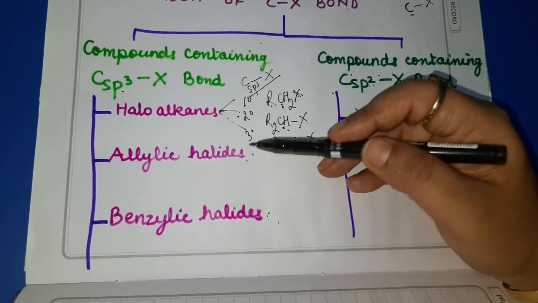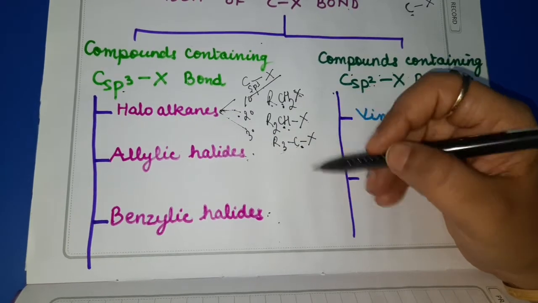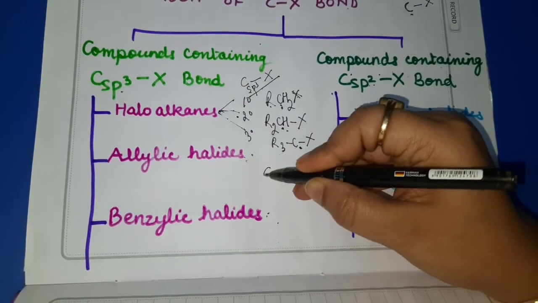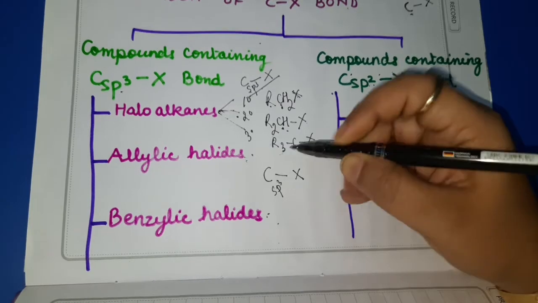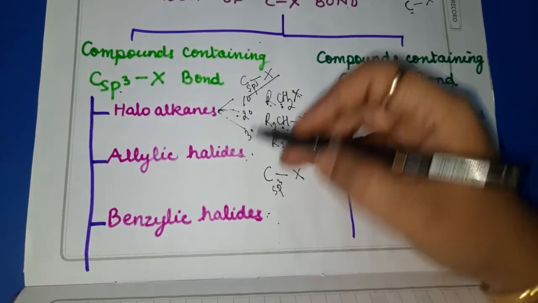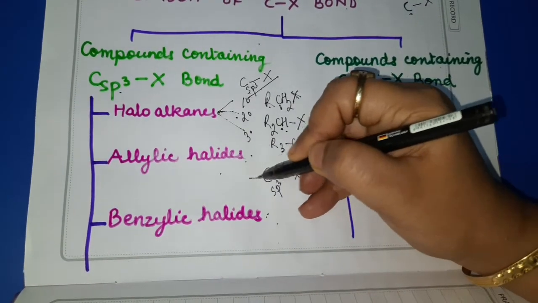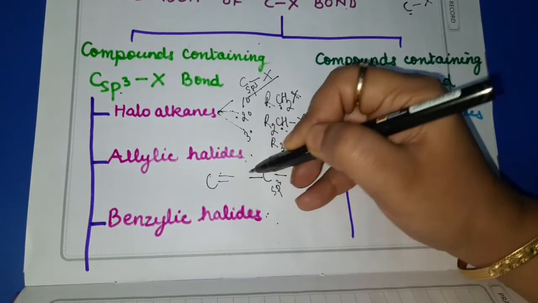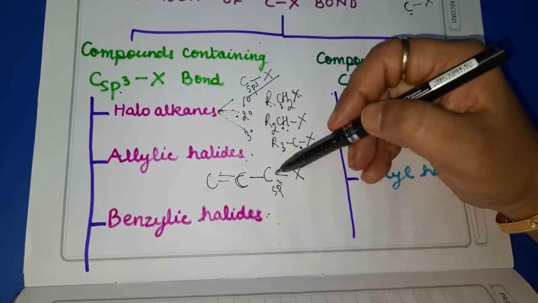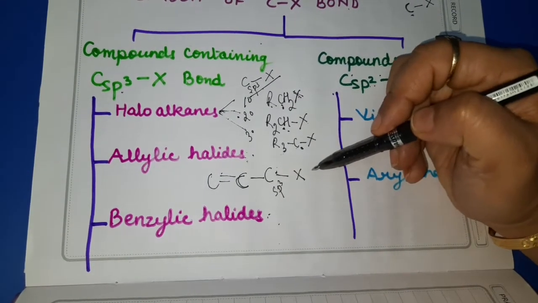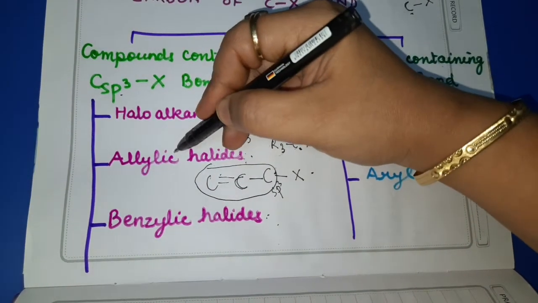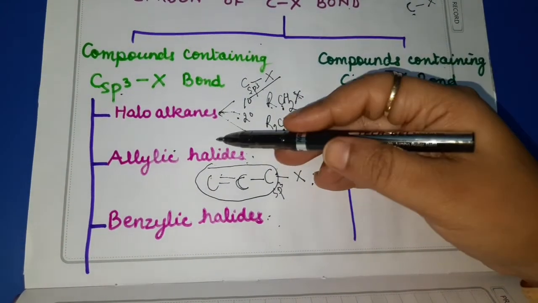Now allylic halides. What are the allylic halides? Allylic means when a halogen atom is bonded to a carbon which should be sp3 hybridized, and this sp3 hybridized carbon is next to a carbon-carbon double bond. See, somewhat like that: two carbons are bonded with a double bond, and with these two carbons this sp3 hybridized carbon is attached, and with this X is attached. So this situation is called allylic, and such kinds of halides are known as allylic halides.